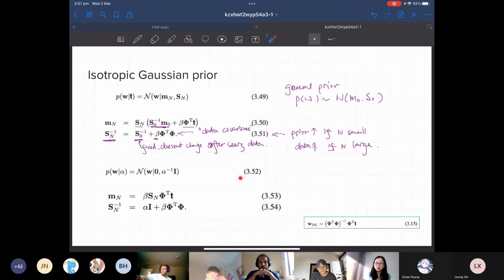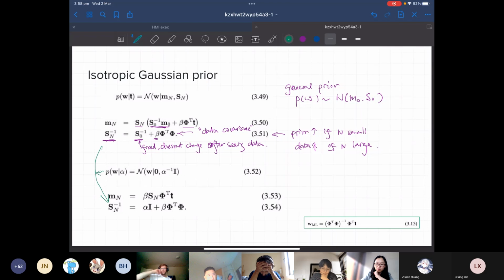And this expression 3.52 is also written in a Bayesian way, so that W is conditioned on alpha. But this is just the prior. It's conditioned on alpha because alpha is now the prior of a prior, right? Terminologies aside, this allows us to simplify the posterior mean and covariance into something that's easier to reason about. So plug this in here, and then we simplify this.